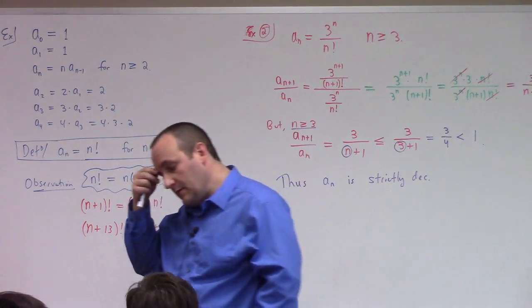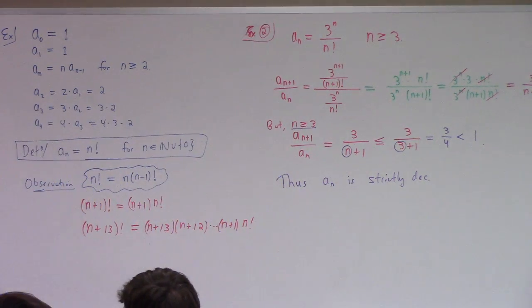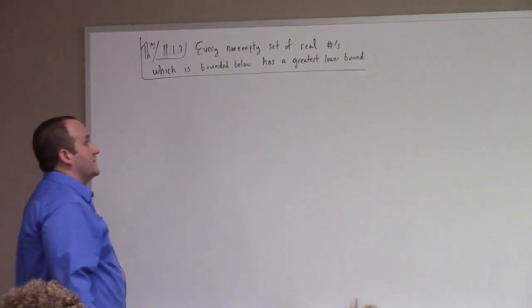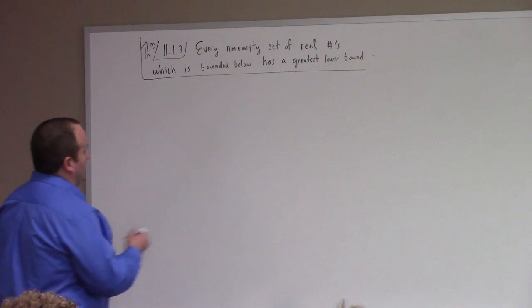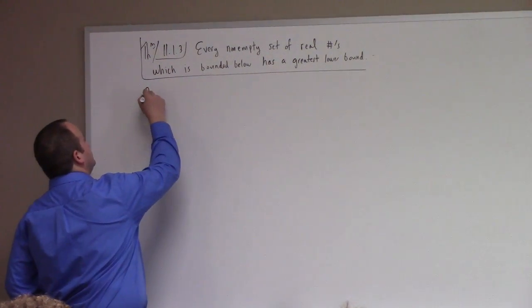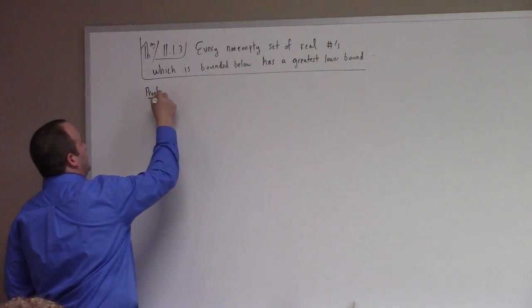Amen. I'm going to start with this theorem, 11.1.3. It says, every non-empty set of real numbers which is bounded below has a greatest lower bound. All right, so the proof goes like the following.